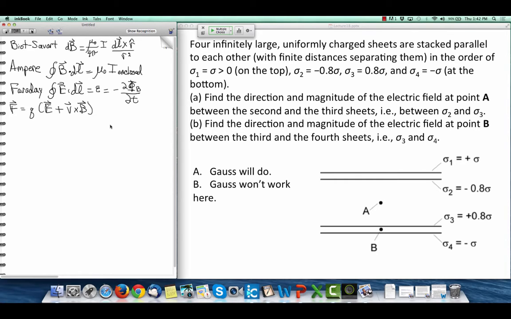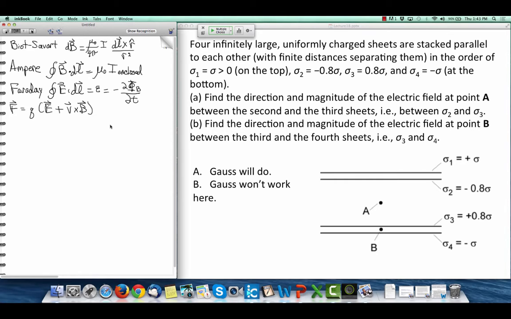So I was going to talk about magnetic problems today, but I thought I'd finish with one that I had for last time, that is an electrostatic problem. And it's just a kind of a complication.